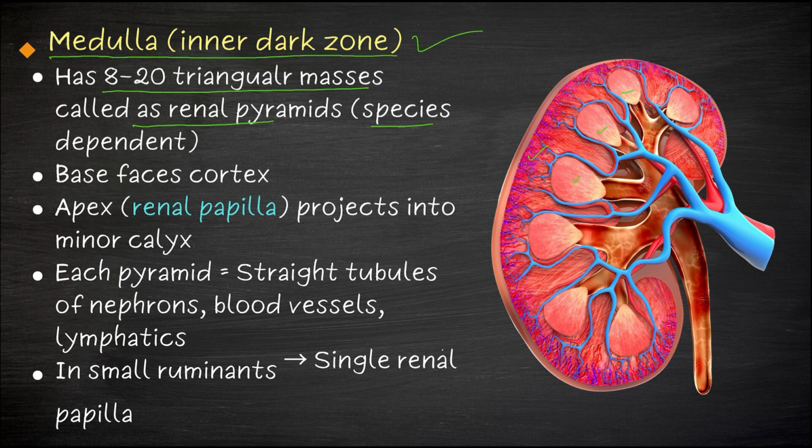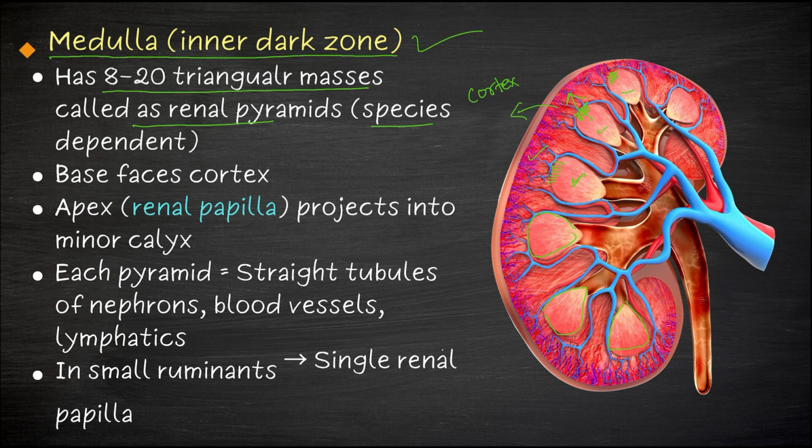You can see this is the medulla, and you can see these triangular masses. These are the renal pyramids, also called medullary pyramids. Their base faces the cortex. This is the base of the pyramid, and the base faces the cortex because this is the cortex.